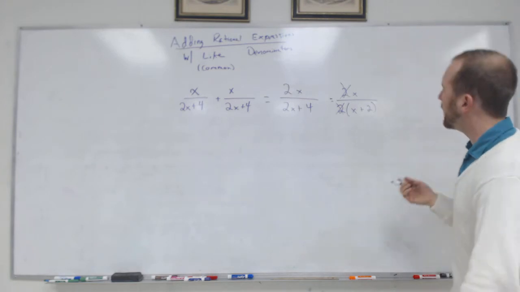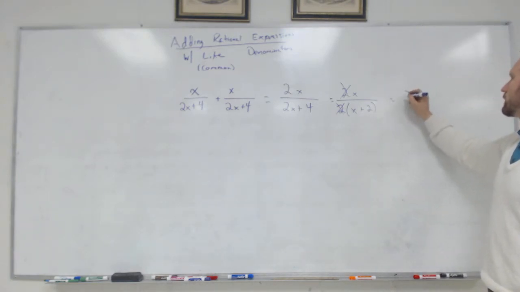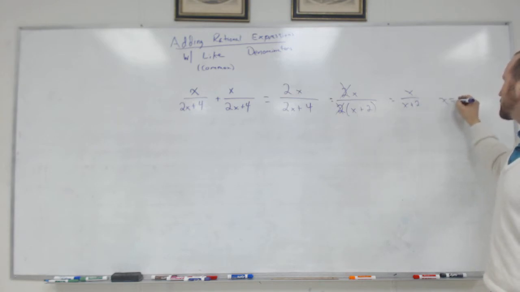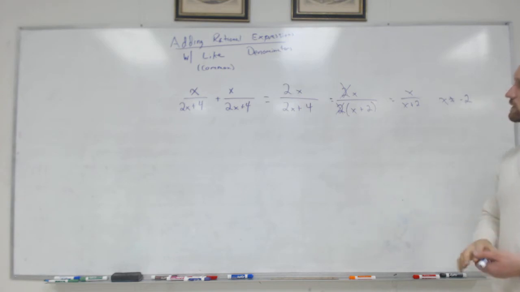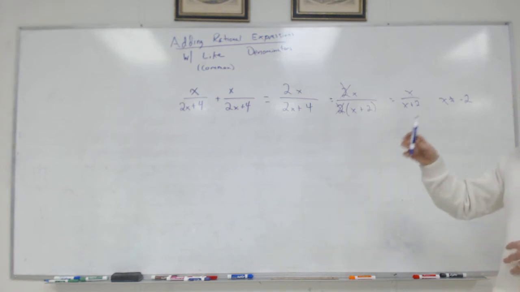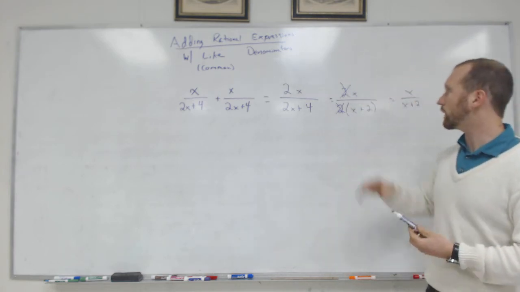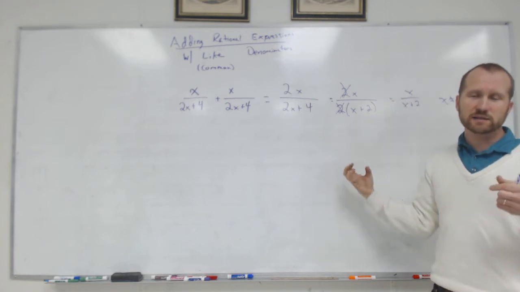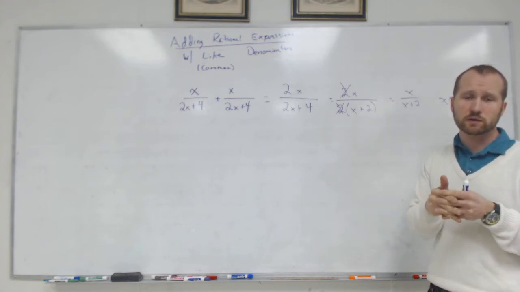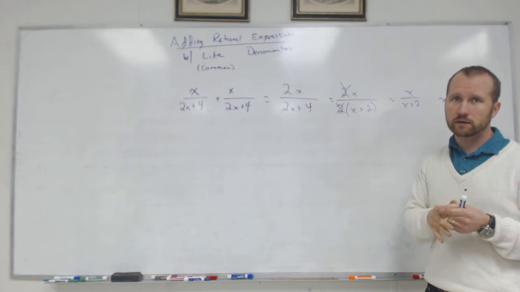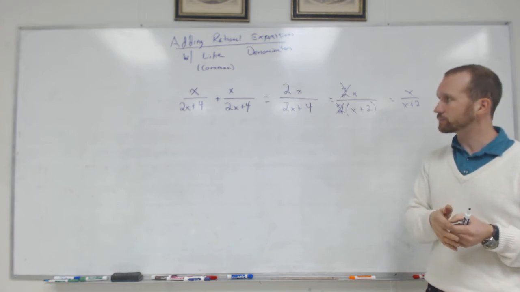Right? And if they ask me for my excluded value, my excluded value would be whatever makes the denominator 0, which would be negative 2. Oh, no. 0 wouldn't make this denominator 0. 0 would make the numerator 0. So the steps of this are relatively straightforward. You guys already know how to add fractions, right? You already know how to reduce these. So we're kind of just combining two things that you already know how to do into one. What if they don't have like denominators? We're not going to get into that today. Okay, we'll get into that tomorrow.